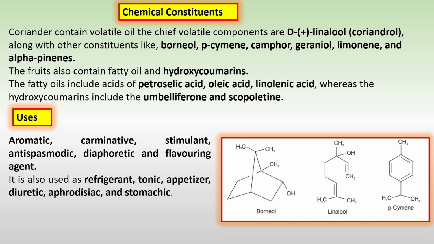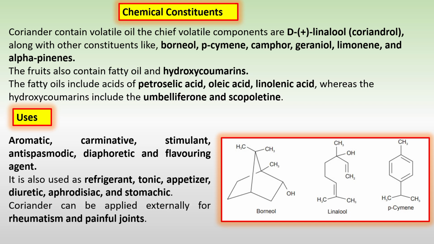So that's why we are using coriander in most of our food, most of our curries. Coriander can be applied externally also in rheumatism, and painful joints can be relieved by applying it externally like a paste of coriander.